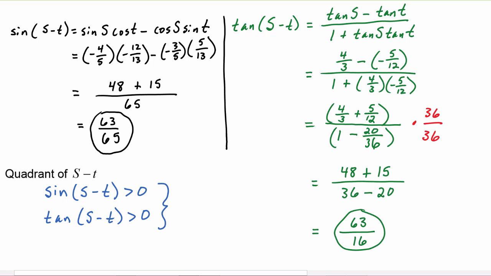When you combine those two facts, if the sine has to be positive and the tangent has to be positive, then the angle, which is S minus T, is in quadrant 1.